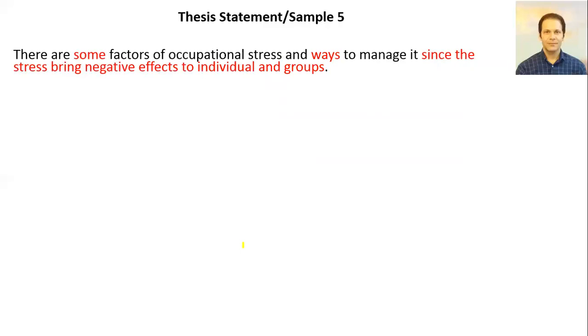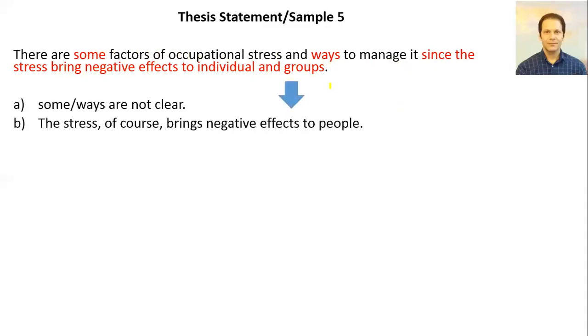Okay, let's look at thesis statement sample 5. "There are some factors of occupational stress and ways to manage it, since the stress brings negative effects to individual and groups." Again, there are some problems. The first problem, of course, is that "some" is not clear. There are some factors. There are ways to manage it. Again, these are not clear. We should say what the factors are and what the ways to manage it are.